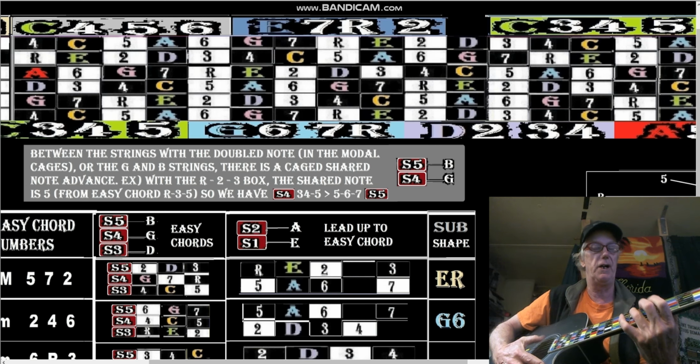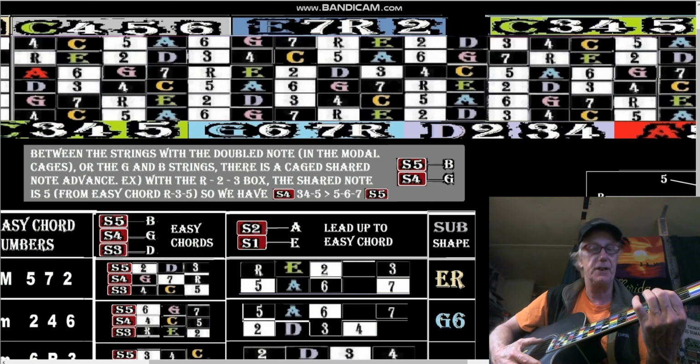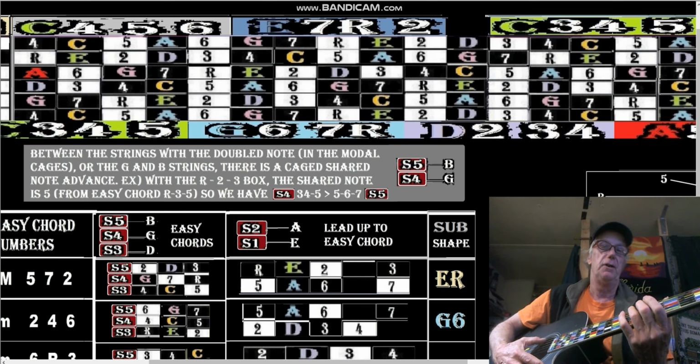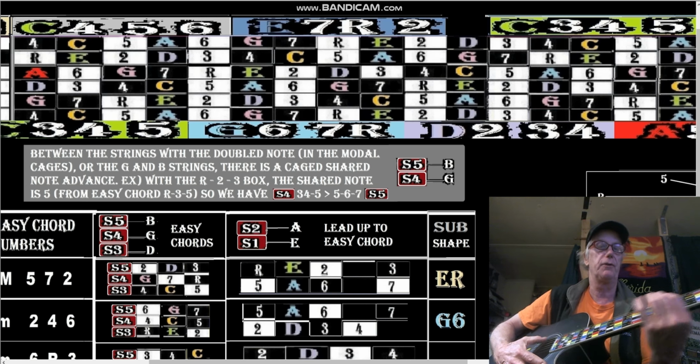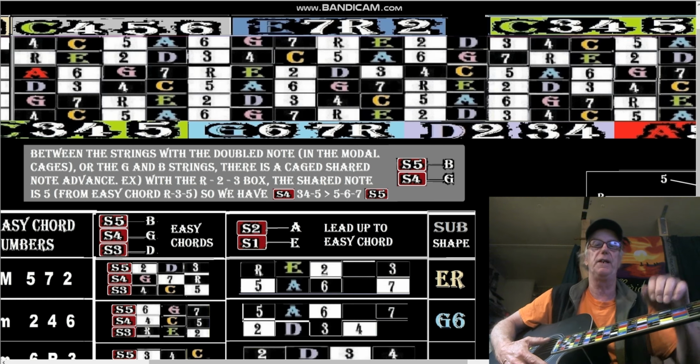So 3, 4, 5, C, goes to 6, 7, root in the G. That's a fifth. And G 6, root, 7, 6 will go down a fourth. The fourth of G is C, 2, 5, 4, 3. But that's a fourth advance and a fifth string shape advance.